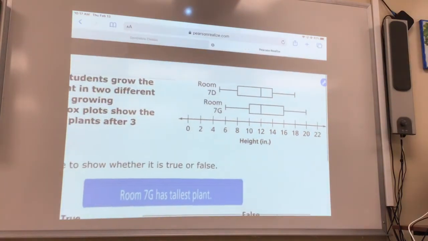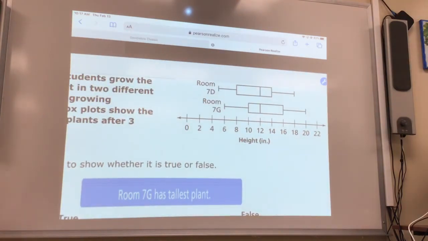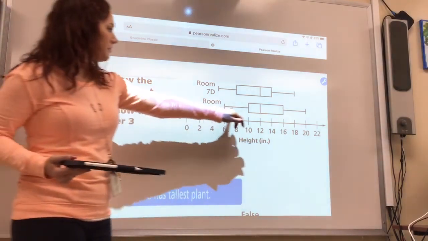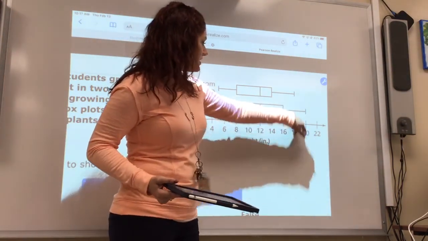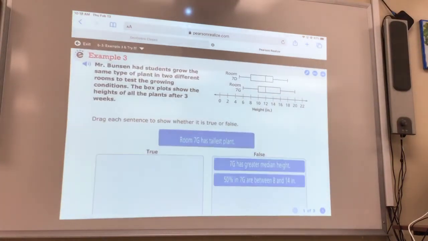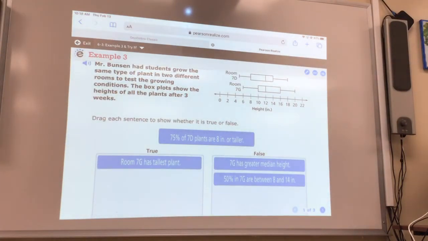Next one. Room 7G has the tallest plant. Does 7G have the tallest? Yes, because 7G goes out here to 20, 7D stops at 18, so 7G has the tallest plant. That's a true statement. So write room 7G has tallest plant under your true column.